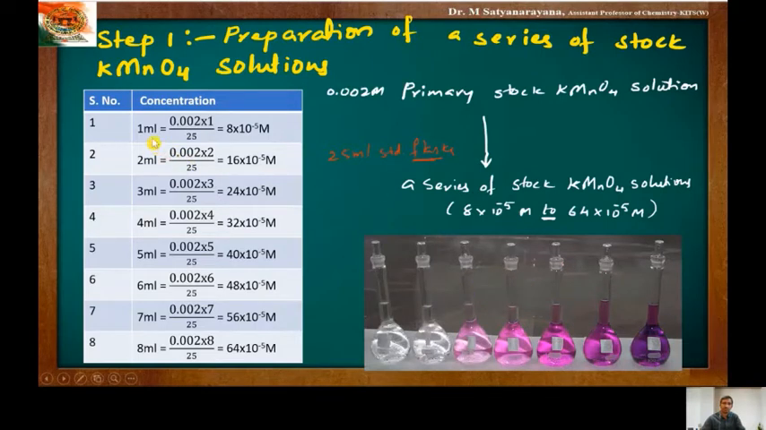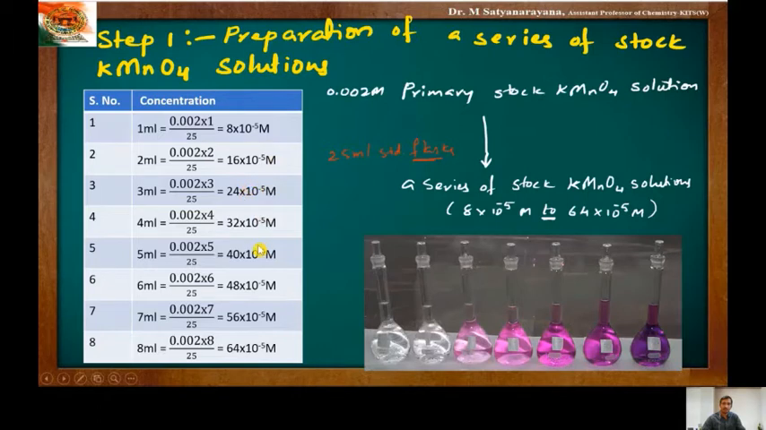How much concentration will it be? We have the stock solution concentration 0.002, and how much ml have we taken? 1 ml, by the total standard flask volume of 25 ml. If you do that, the concentration comes to 8 into 10 to the power of minus 5 molar. Similarly, if we do the calculation for the 2 ml flask, the concentration comes to 16 into 10 to the power of minus 5 molar.